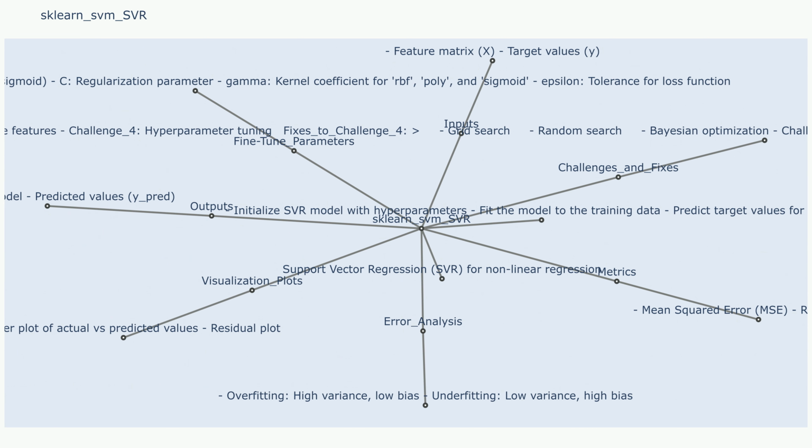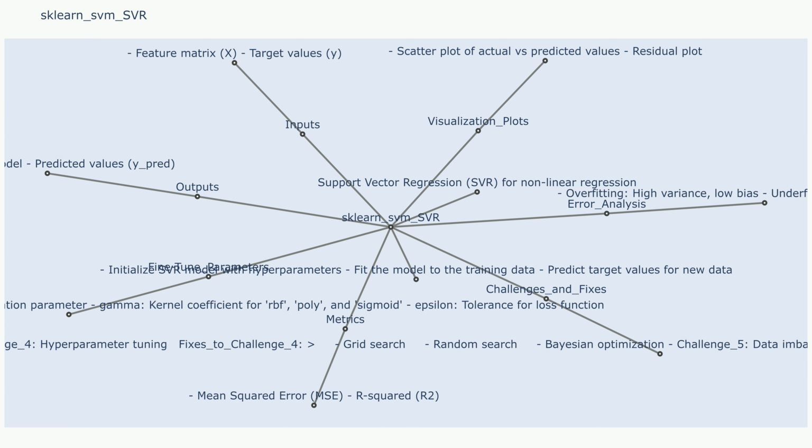Epsilon is the tolerance margin around the decision boundary. Data points within the epsilon margin are considered correctly predicted, regardless of the actual distance. Gamma specifies the influence of a single training example. Higher values indicate a larger influence, potentially leading to overfitting. Uncertainty methods. Confidence intervals provide a range of likely values for predictions, based on the model's uncertainty.